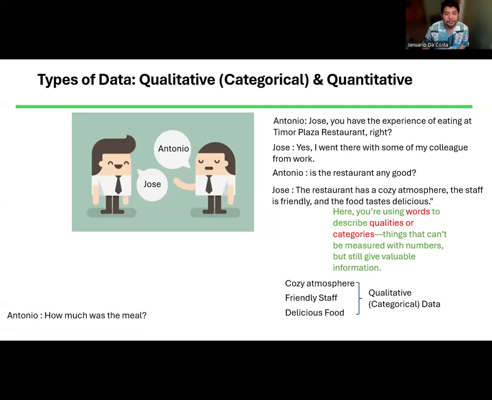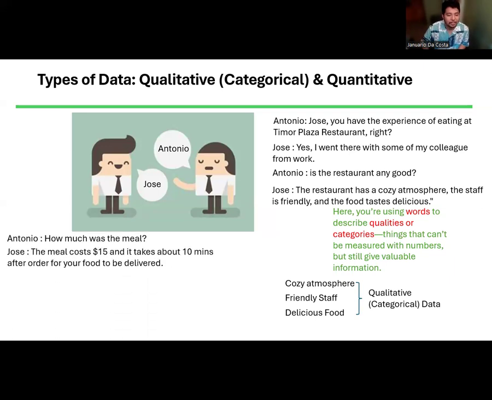continue, Celsius and Nilsa. Antonio, go ahead. How much is the meal? The meal costs $50 and it takes about 10 minutes after you order for your food to be delivered. Okay.